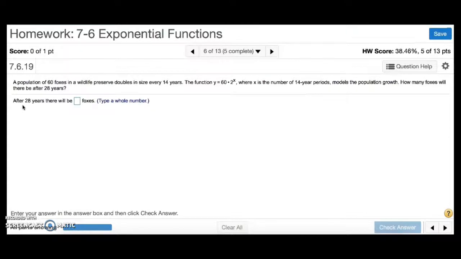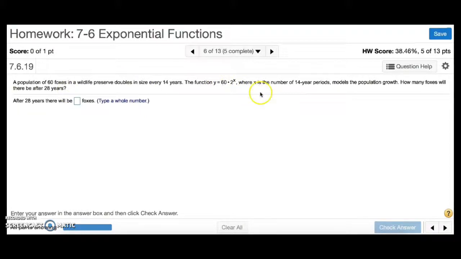Now we're told a population of 60 foxes in a wildlife preserve doubles in size every 14 years. The function y equals 60 times 2 to the exponent of x, where x is a number of 14-year periods, models the population growth. How many foxes will there be after 28 years?